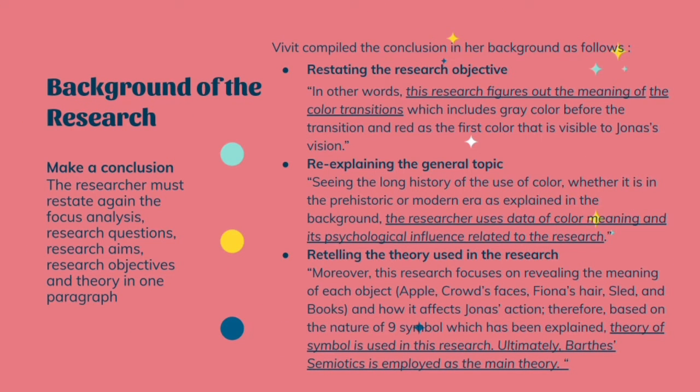Lastly, background of the research also contains a conclusion. So in this paragraph, the researcher must restate the focus of analysis, the research questions, the research aims, the research objectives, and the theory in one paragraph. And Vivit compiled the conclusion in her background as follows. First, she restated the research objective as you can see on the screen, and then re-explained the general topic of her thesis, and then lastly retold the theory used in the research.